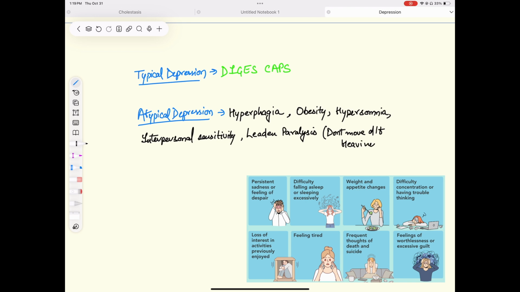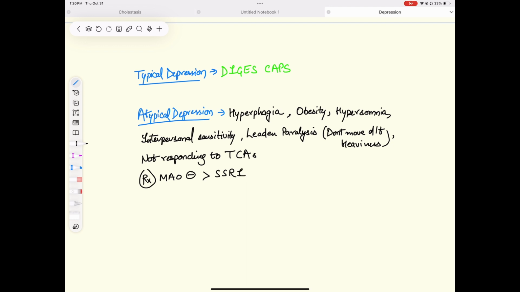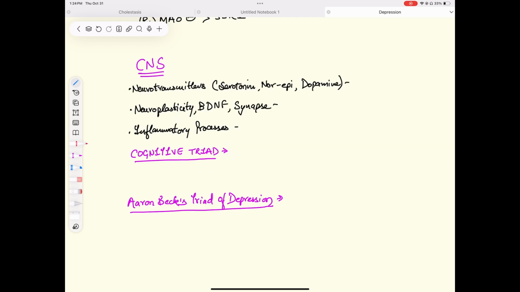And the person suffering from atypical depression does not respond to the conventional drug therapy, which is tricyclic antidepressants. So, the drug of choice for atypical depression is monoamine oxidase inhibitors, followed by SSRIs, which is selective serotonin reuptake inhibitors. Next, we will be talking about how depression affects the central nervous system.